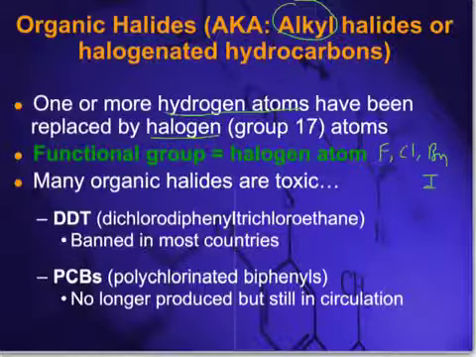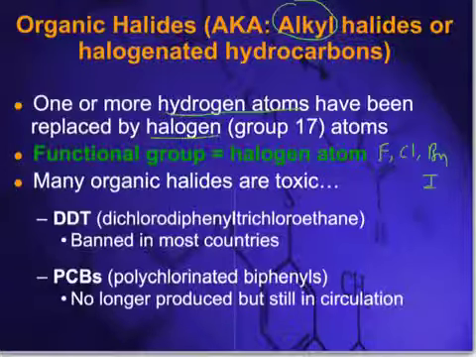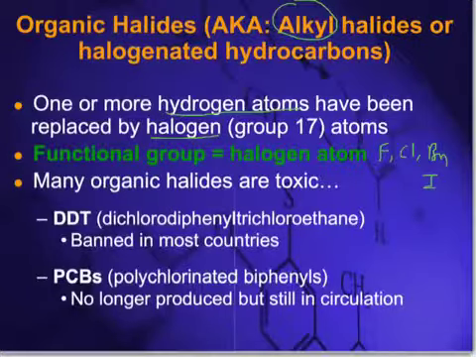Two examples are DDT, which stands for dichlorodiphenyltrichloroethane. It was used as an insecticide, but it was found to weaken bird egg shells and therefore destroy the eggs. Therefore, it has been banned in most countries. Another toxic organic halide is PCB, or polychlorinated biphenyls. These were used in industrial applications such as electrical transformers, but they are no longer in production. But the electrical transformers that are out there in the field, when they break down or when they're replaced, produce a source of toxic PCBs.